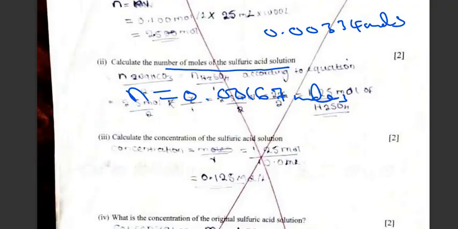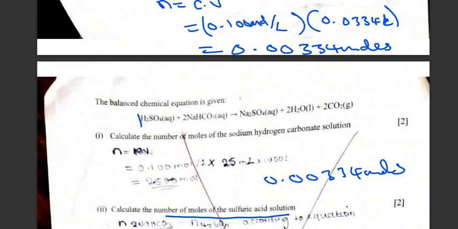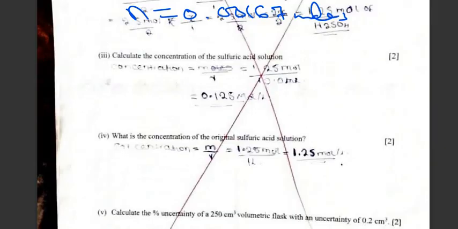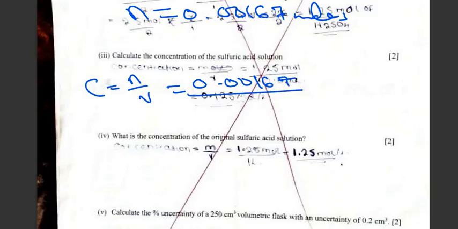Then for the next one, they are saying calculate the concentration of sulfuric acid. You do have the number of moles of sulfuric acid, and you also have the volume. The volume is the 25 milliliters, because the aliquots that we're using were 25 milliliters. So the concentration will be number of moles over volume. The number of moles, 0.00167 divided by, let me just show it properly here. We did mole ratios, first of all.